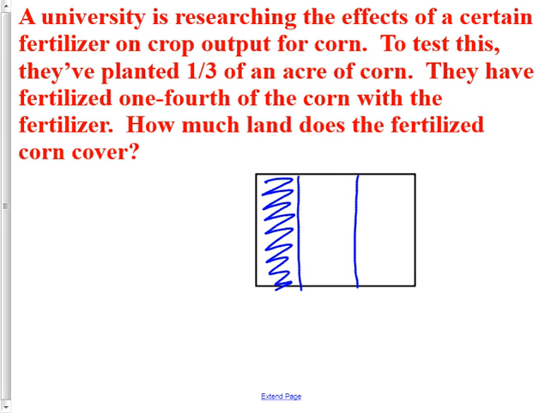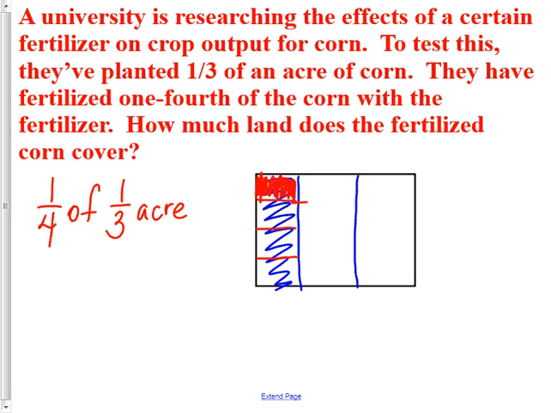And then we're going to fertilize some of the corn. Now what we're fertilizing is 1/4 of the 1/3 of an acre. So that's what we're going to want to find with our picture. So we've drawn the 1/3 of an acre. Now we need to shade just 1/4 of that. So if I split it into 4 parts, I'm going to shade one of those, and that one part is the section that represents the fertilized corn.